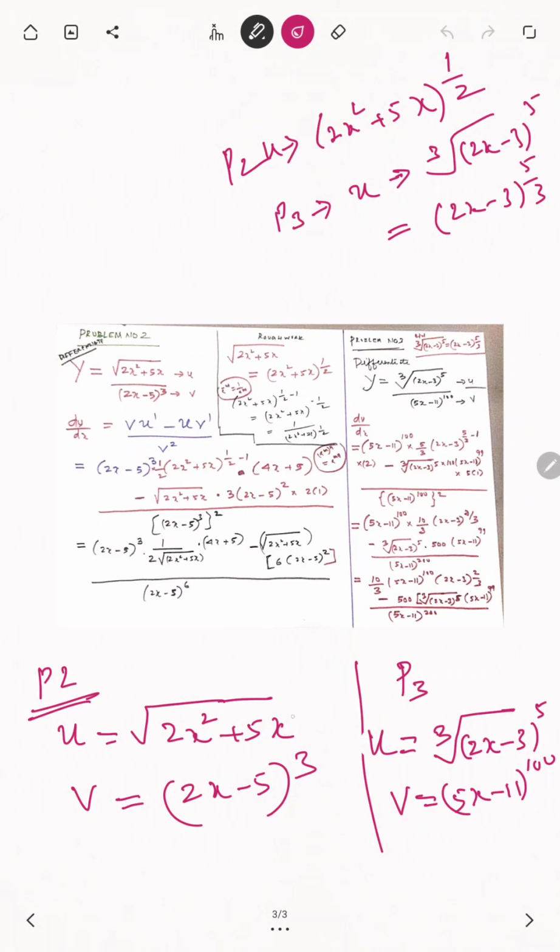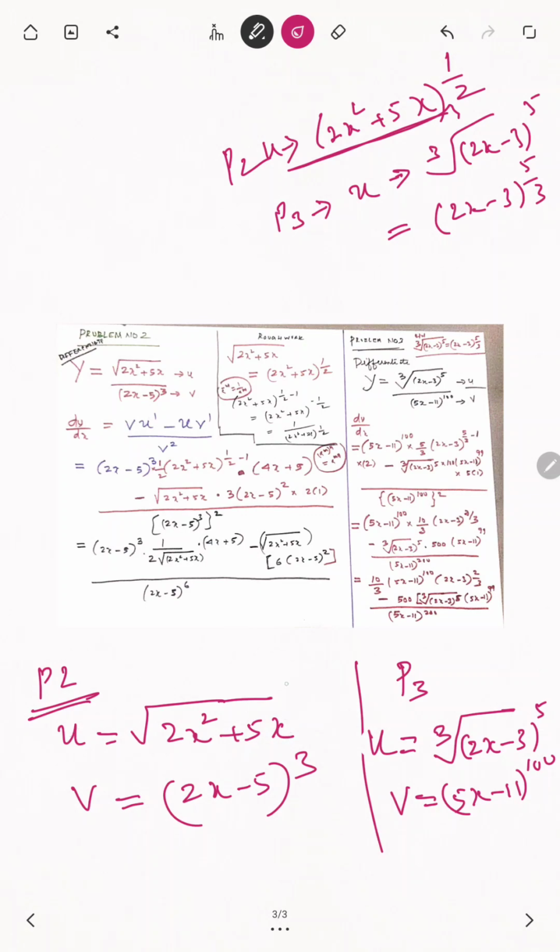u is 2x square plus 5x. What is it equal to? 2x square plus 5x whole power half. Okay. Now we have to differentiate this. You see, this is u. Then v you already copied, no problem. Then you have to differentiate u. u is only available here.